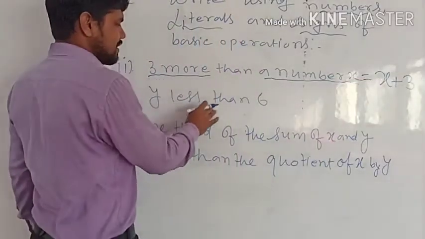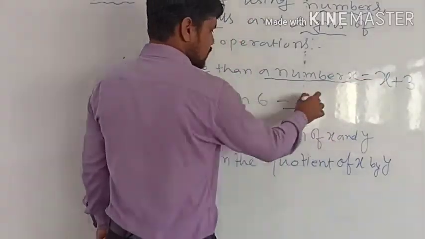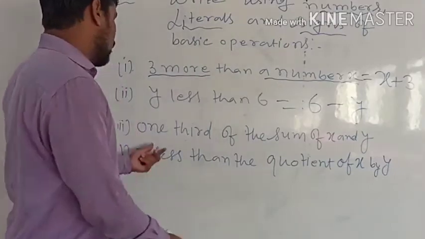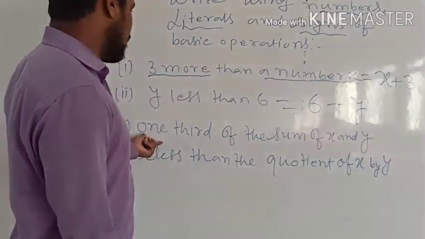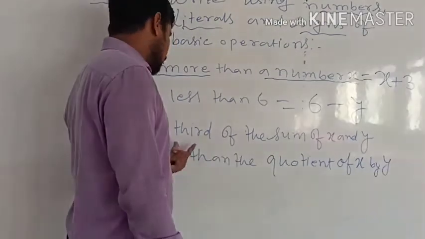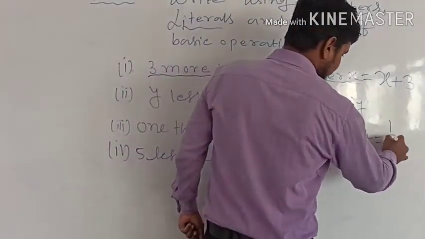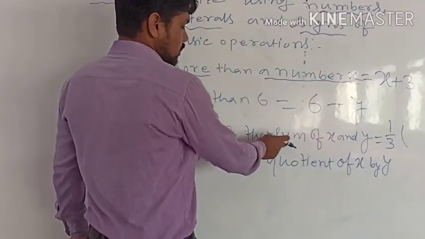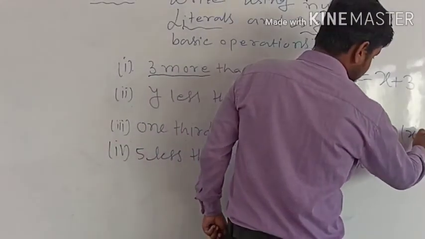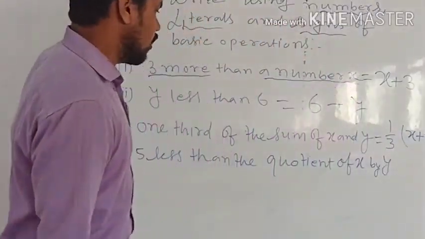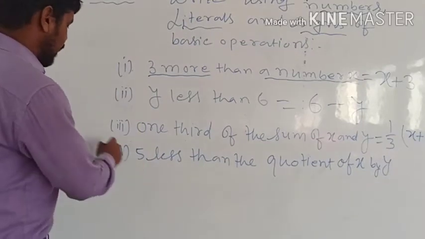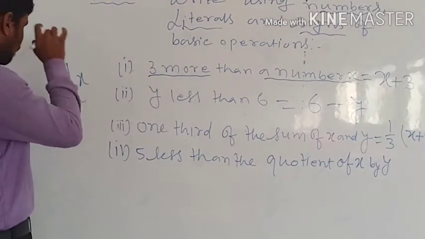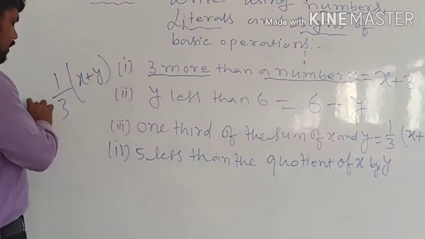Now y less than 6. So y less than 6 means 6 minus y, whatever the y is. Now 1/3 of the sum. 1/3 of means multiply. So 1/3 of the sum of x and y. Sum of x and y means x plus y. So 1/3 of the sum of x and y will be 1/3 times x plus y. So it will be like this.